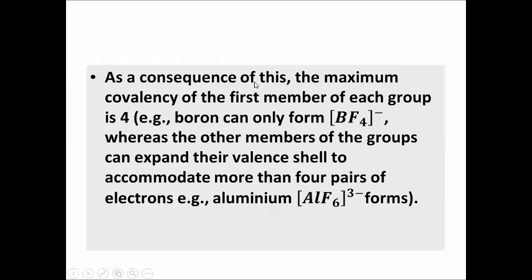The second thing is, if we take this into account, we can see the first member of each group has a covalency of 4, because a maximum of 4 valence orbitals are there. That is, boron can form only the BF4 minus complex, whereas the other members of the same group can expand their valence shell to accommodate more than 4 pairs of electrons, like aluminium, which comes under the 13th group itself. AlF6 3 minus compounds can be formed. So with this we can understand the first element will have covalency 4, as only 4 valence orbitals are there. So of course they can form different types of compounds compared to the other elements of the group.